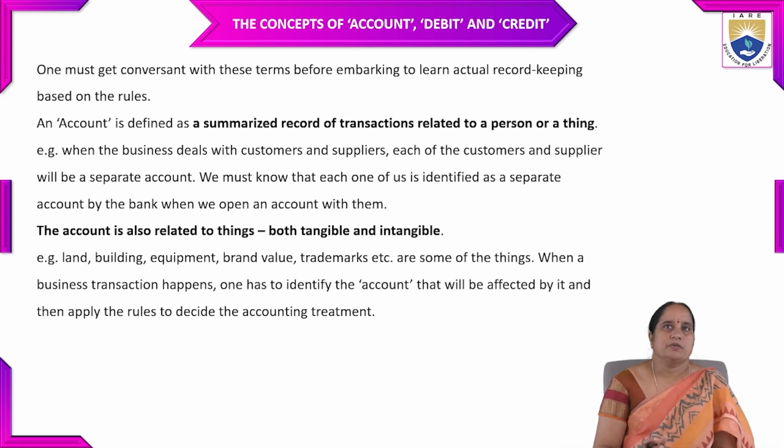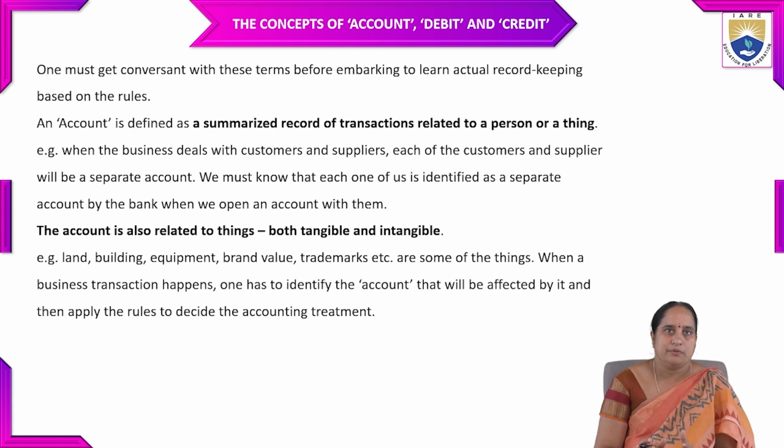Then coming to the concept of account, debit and credit. One must get conversant with these terms before embarking to learn actual record keeping based on the rules. An account is defined as a summarized record of transactions related to a person or a thing. For example, when the business deals with customers and suppliers, each of the customers and suppliers will be a separate account. We must know that each one of us is identified as a separate account by the bank when we open an account with them. The account is also related to things, both tangible and intangible.